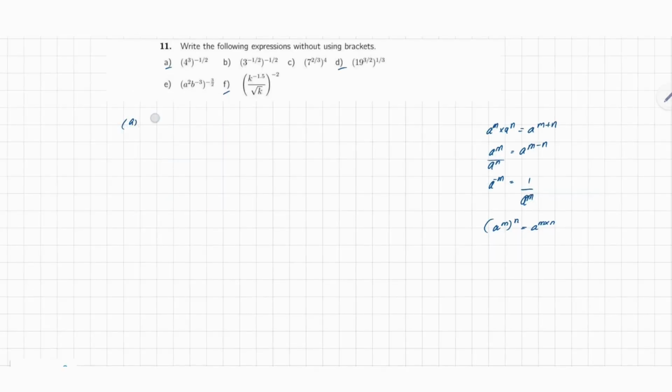Let's start with question A. 4 cubed raised to minus 1 over 2. We can write that as 4 raised to 3 times minus 1 over 2, or 4 to the power minus 3 over 2. Question D. We have 19 raised to 3 over 2 raised to 1 over 3. We can write that as 19 raised to 3 over 2 times 1 over 3, which can be simplified as 19 raised to 1 over 2.